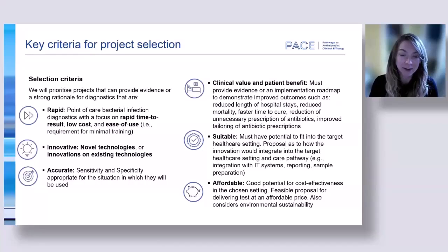These are the key selection criteria for the projects. So based on the information that you will be providing us in the expression of interest form, we'll be looking for some key criteria to determine which project should be selected for the next stage. The first set of criteria relates more to the performance characteristics and technical details of your test. So that includes characteristics around the speed. So we're looking for rapid tests that can be implemented at the point of care.